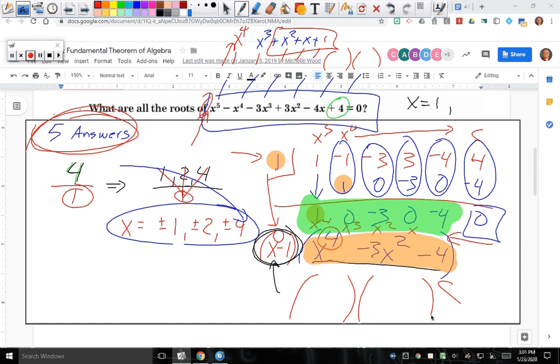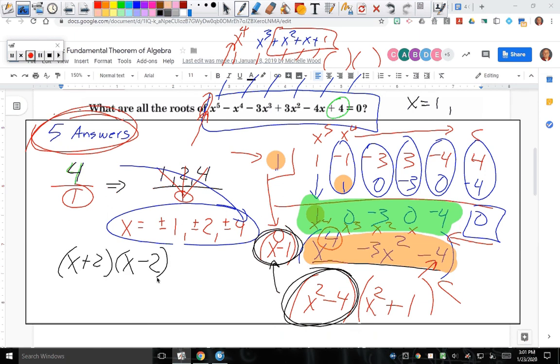X to the 4th, I can break up to what? X squared. This 4, look at it before you tell me. Should I look at it as 4, 1 or 2, 2? 4, 1. Which one's negative? The 4? Oh. Yeah, that's right. Now looking at this, x squared minus 4 will break up into x plus 2, x minus 2.